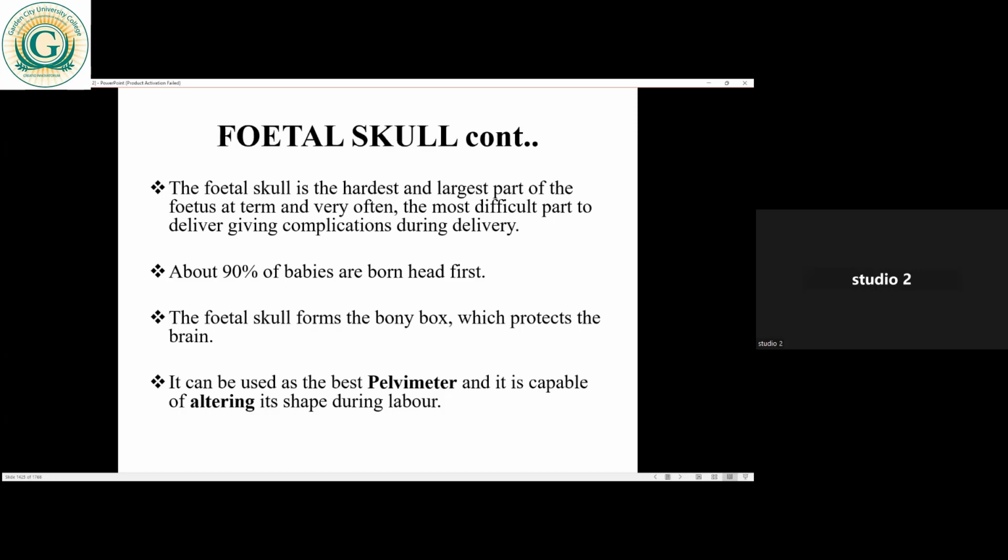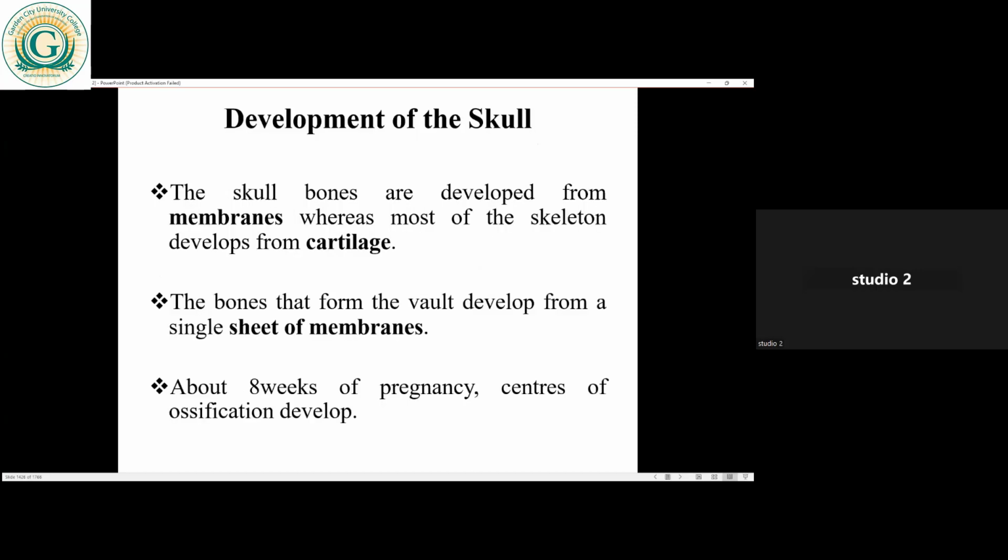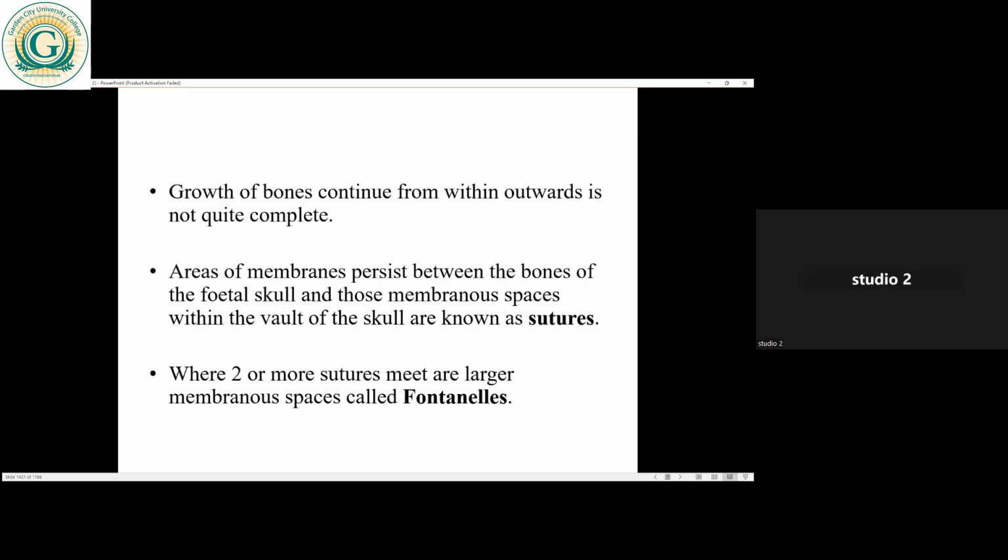The skull bones develop from membranes, whereas most of the skeleton develops from cartilage. The bones that form the vault develop from a single sheet of membrane. At about 8 weeks of pregnancy, the bones begin to form. Then growth of the bones continues from within outward.